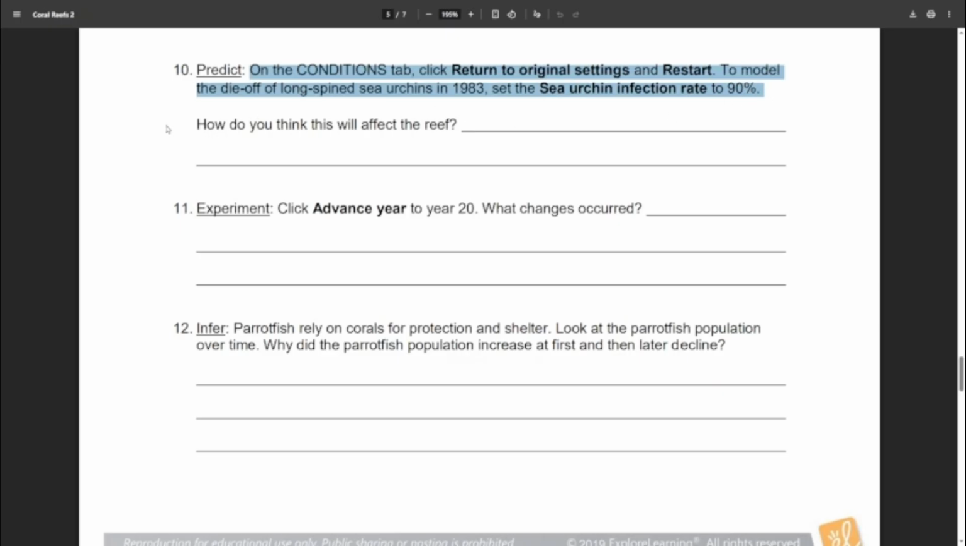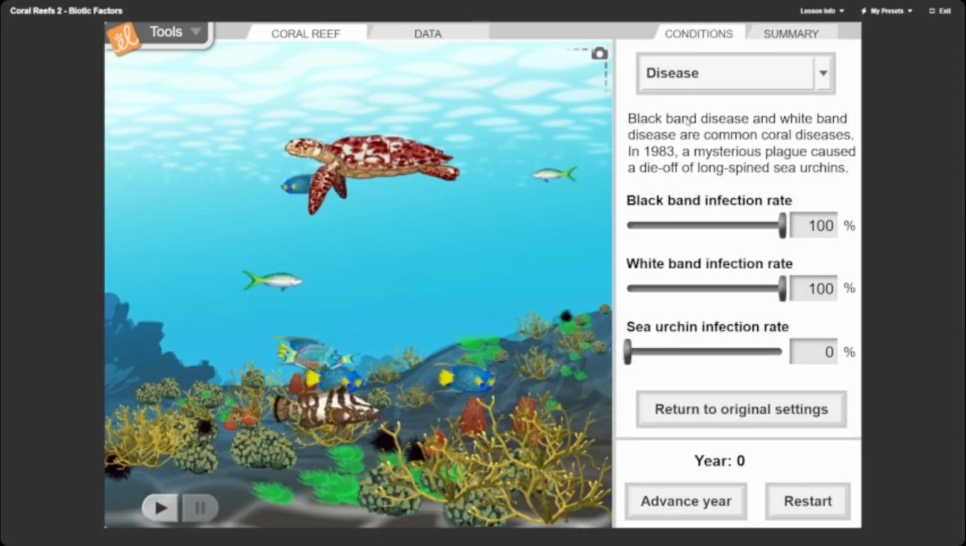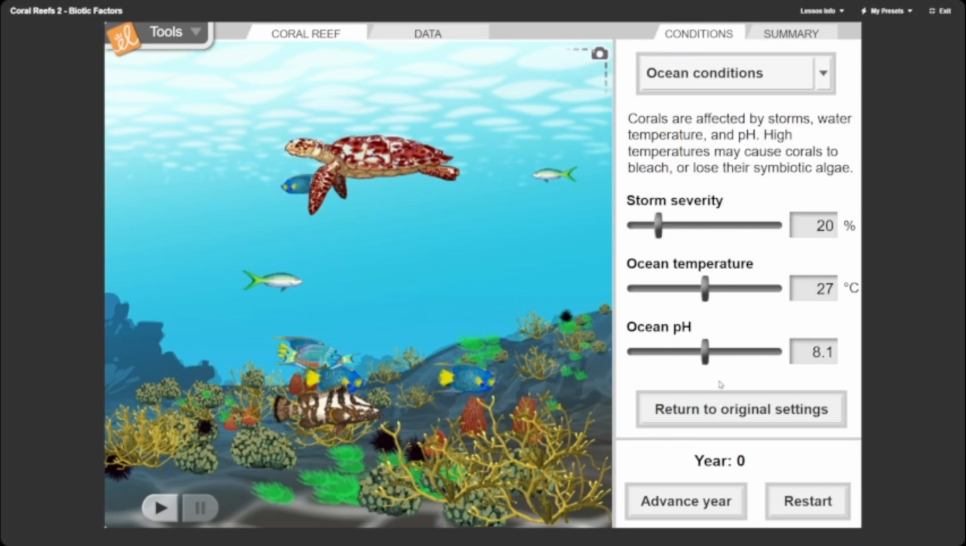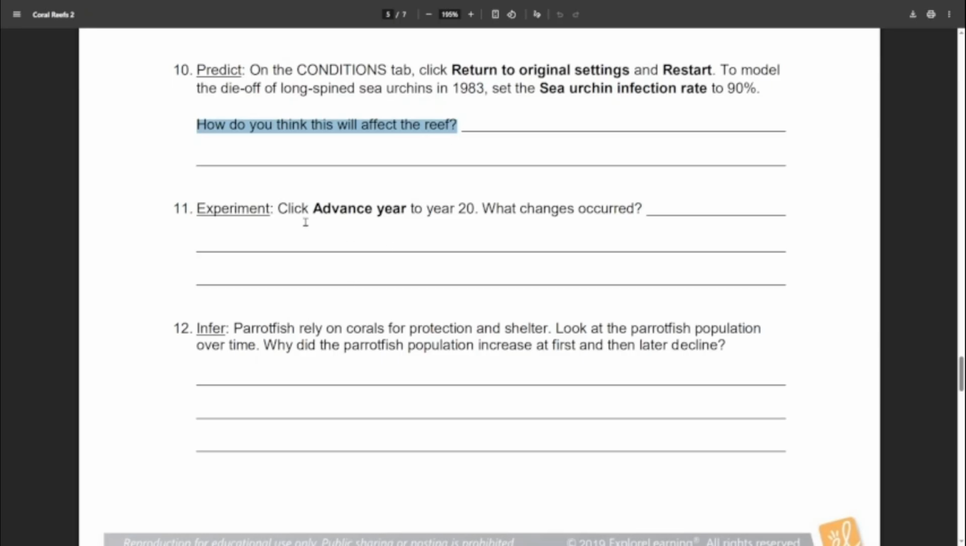Before we run it, what do you think is going to happen to the reef if we lose all our sea urchins? So we restart. Okay, so everything goes back to original state when you hit original state. We go to disease. We're going to increase the sea urchin infection rate to 100%. And then we are going to advance it 20 years.